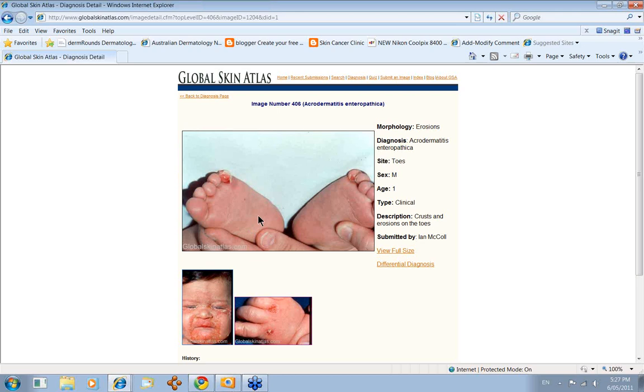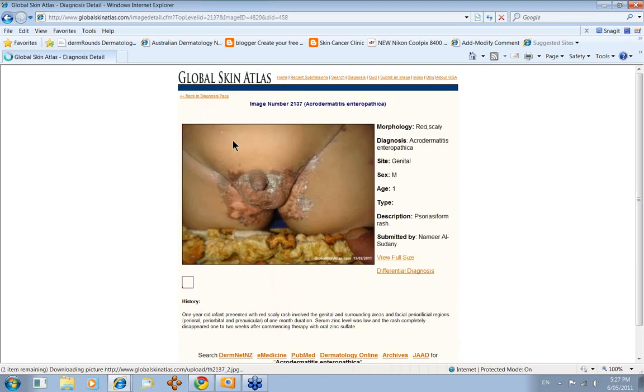And the next area that you should look is round the genital area and round the buttocks, because that's where you also get a very characteristic rash. Let's have a look at an example elsewhere.